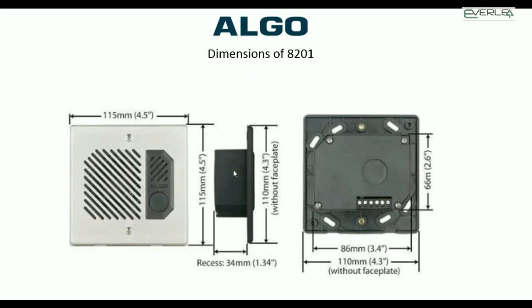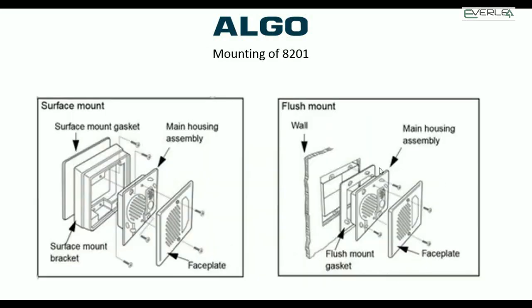If it's going into the wall, because this can actually be surface mounted and/or flush mounted, the depth is 34 millimeters, so it's a low footprint, low cavity footprint. Okay, and then it's just got the internal dimensions of the actual insert that's going into the wall. Here are two examples of how you can mount it.